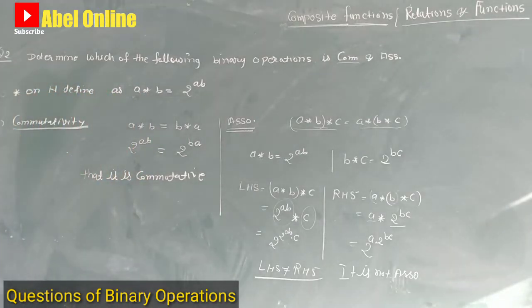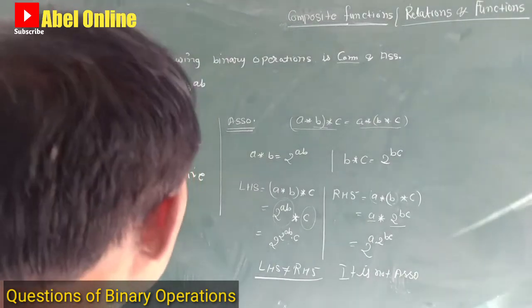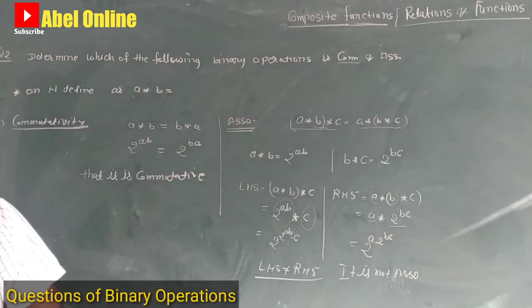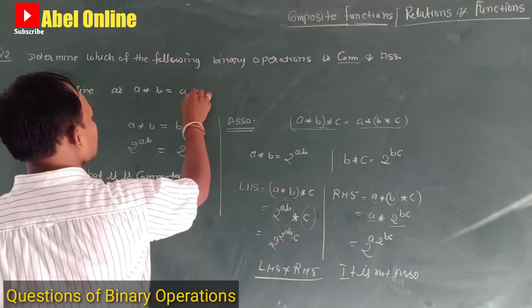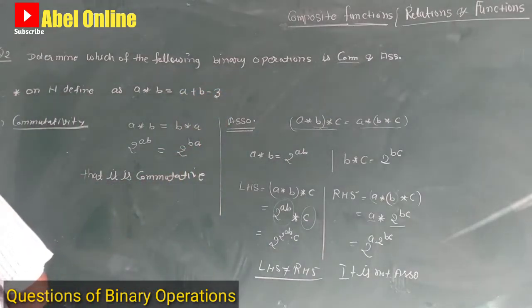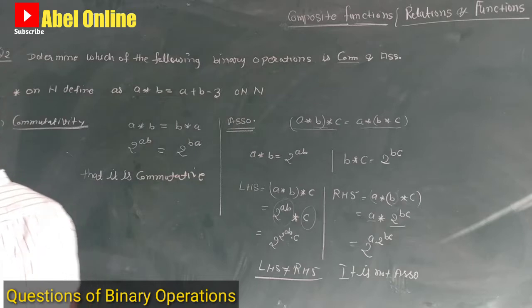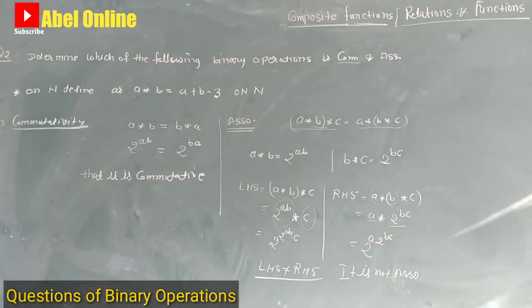Now the next one, we are going to discuss the next question. The next one is a star b equals a plus b minus 3 on N. So this is the question.